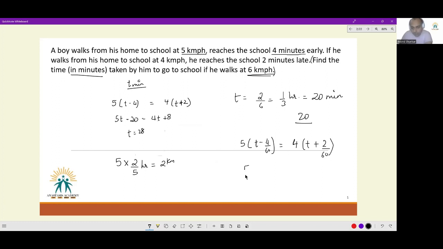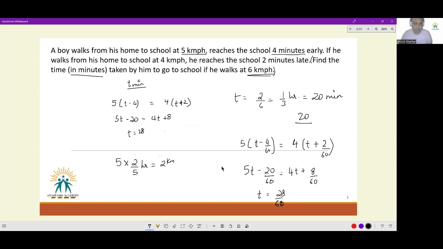So we get 5t minus 20 by 60. I'm choosing not to cancel stuff out. Make it 1 by 15 and 1 by 30, is equal to 4t plus 8 by 60, which gives us the time taken in hours is 28 by 60, or 28 minutes.